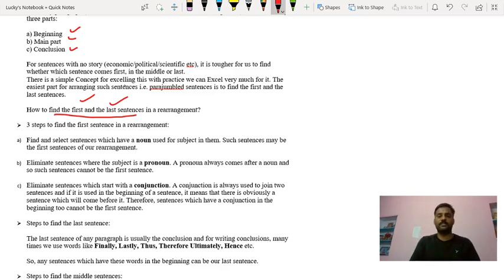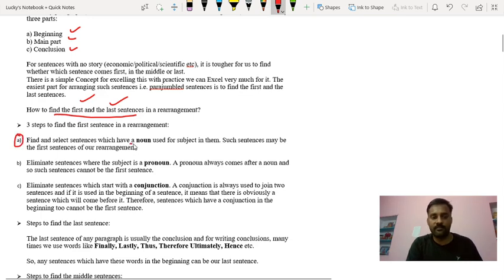For example, if in a sentence rearrangement question I have two sentences whose subjects are nouns, then these two may be the first sentence. Now what we have to do is eliminate, as I've told you, pronouns cannot be the first sentences. So among the sentences, the place where a pronoun is the subject, that cannot be the first sentence. So this is what we have done.